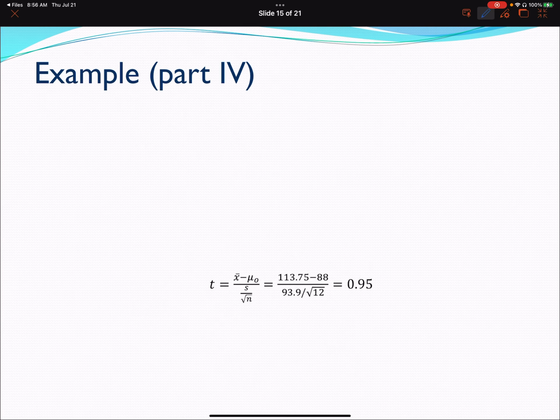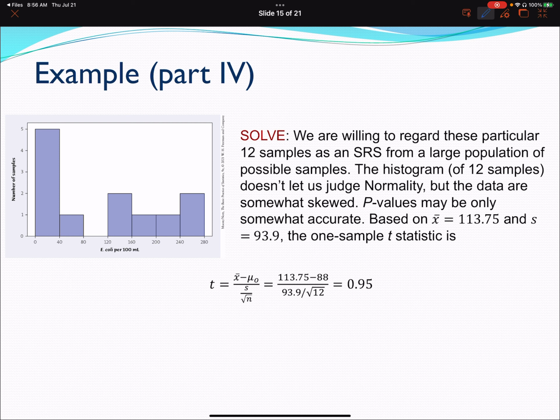We are willing to regard these particular 12 samples from a large population as possible samples. We've made a histogram that doesn't let us judge normality, but our data are somewhat skewed to the left, right? If the hump's on the right, it's left skewed. And our p-values may only be somewhat accurate, right? This isn't the best data. Based on our sample, we calculated a sample mean of 113.75 and a sample standard deviation of 93.9. So we calculate our t by taking our sample mean minus our population mean over the standard deviation of our sample divided by the square root of n. So I have 113.75 minus 88 over 93.9 over the square root of 12, which is 0.95.